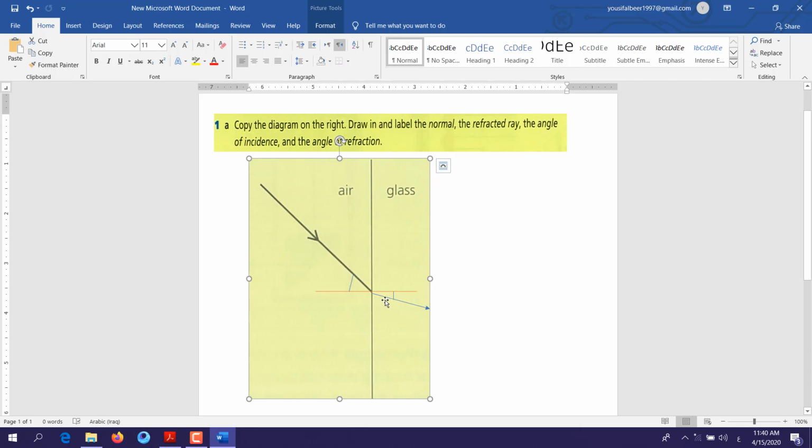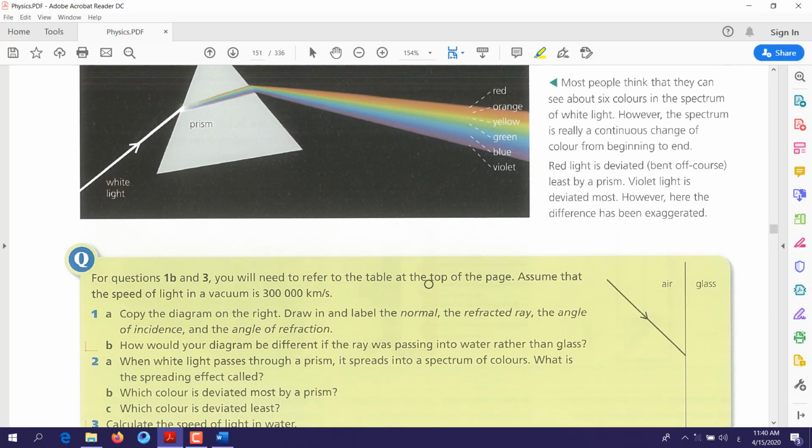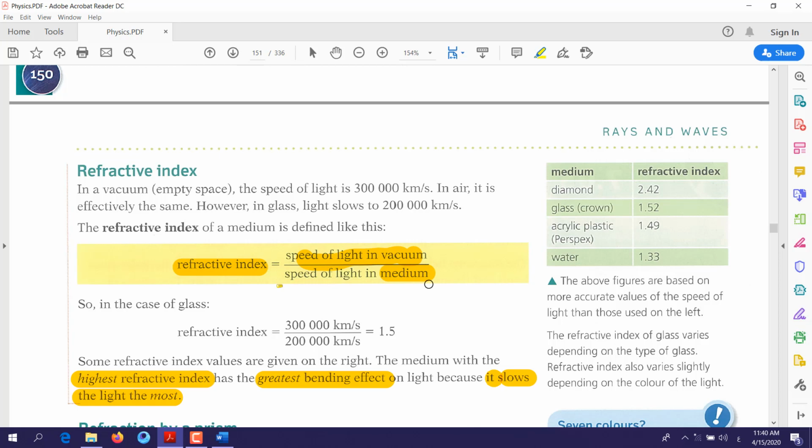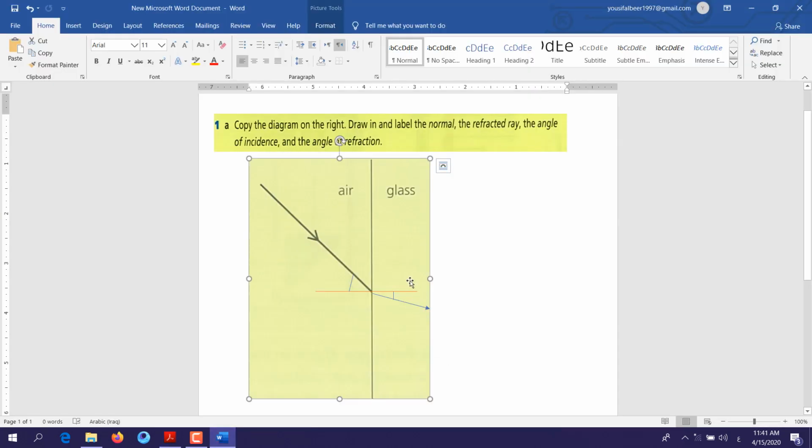So if we follow the table that we have here, the refractive index of glass is 1.5. If we change it with water, the refractive index is less, it's 1.33. So what will happen? The bending will be less in water. So the bending of this ray will be less in water.